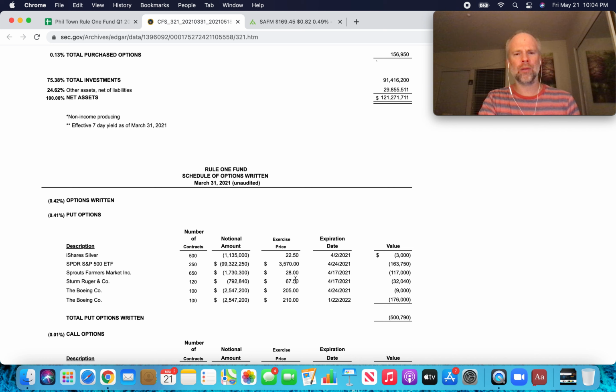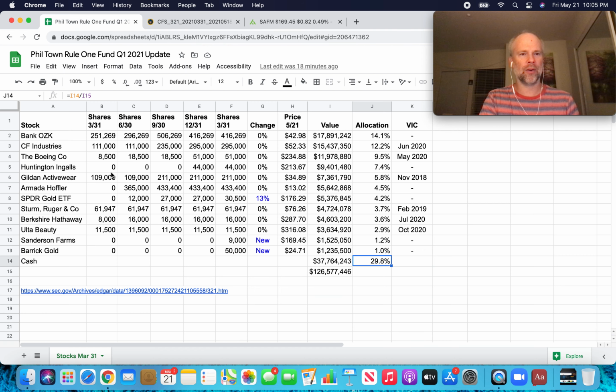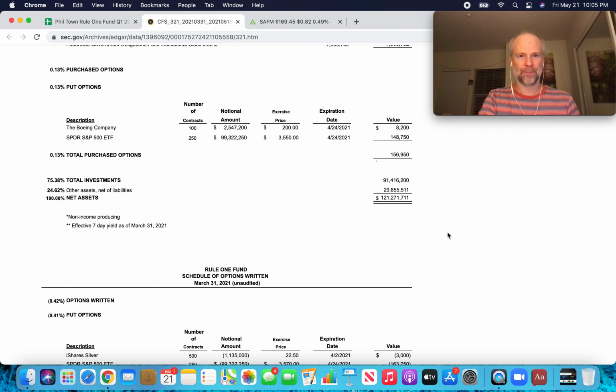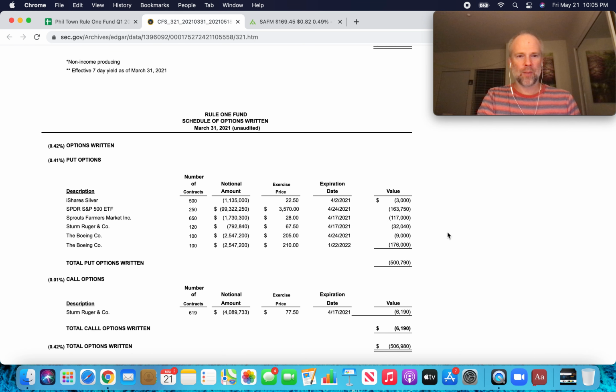And then Sturm Ruger, $67.50. The current price is, no, what is the current price? We can find it here. $76. Okay, and I've seen a number of Sturm Ruger puts that Phil Town has sold over the filings over the last multiple quarters. So maybe he's just getting some pretty compelling premiums to be selling RGR put contracts. So yeah, those are my thoughts there.